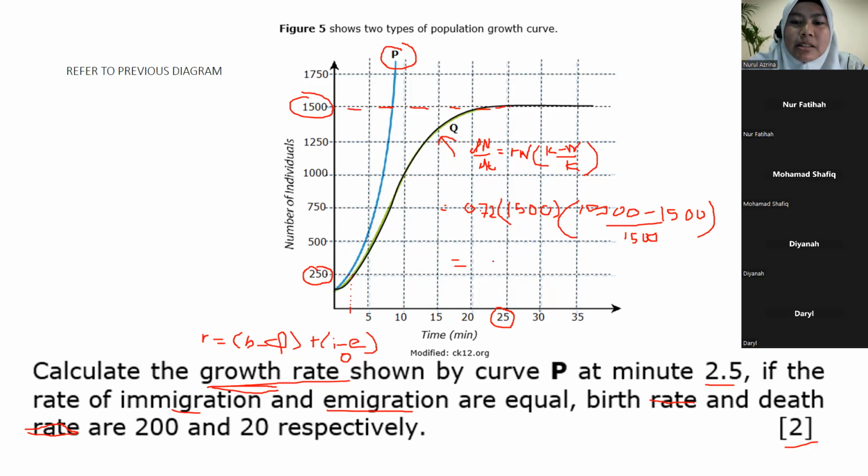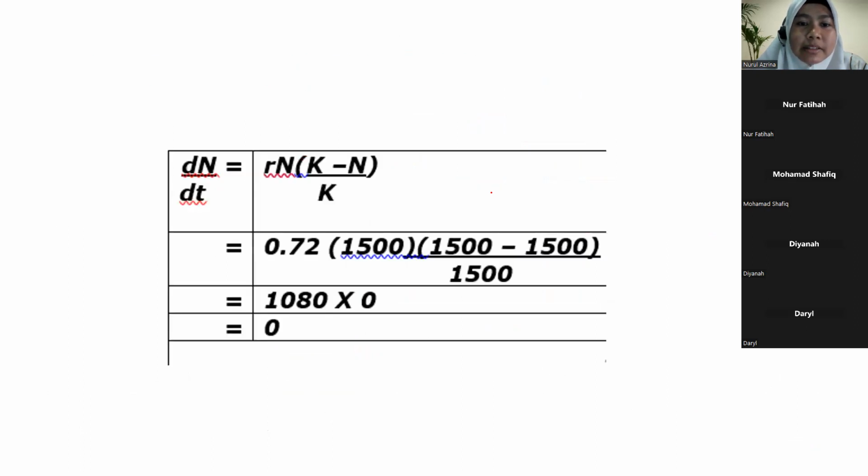Mana ni? Nampak tak? Walaupun tak guna calculation, you actually can know what is the growth rate here at minute 25. Because at minute 25, you can see that the curve is already level off at carrying capacity. Maknanya, the growth rate ataupun the change of population will be 0. Tak boleh dah tambah tolak orang lagi ke apa ke, tak ada. Sebab you have already reached the carrying capacity. Okay, faham? This is question related to calculation. Okay. So macam ni lah kaedah dia.